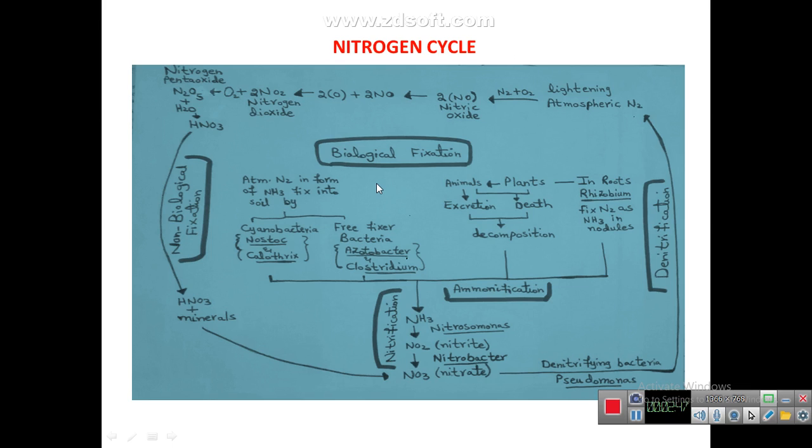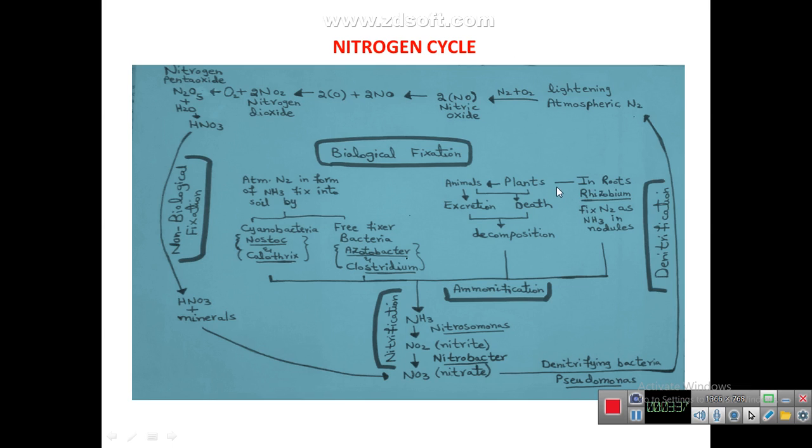Next step, biological fixation. The fixation of nitrogen in the soil or the bodies of living organisms is known as biological fixation. The atmospheric nitrogen in the form of ammonia is fixed into the soil by means of cyanobacteria, free fixer bacteria, and the bacteria that make association with the root nodules of higher plants. Examples of the cyanobacteria involved in nitrogen fixation: Nostoc and Calothrix. Free fixer bacteria: Azotobacter and Clostridium. The bacteria that make the association with the root nodules of higher plants or the leguminous plant is the Rhizobium that fixes the nitrogen as ammonia in the nodules.